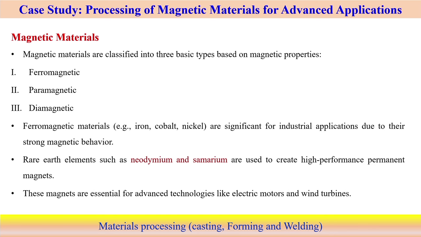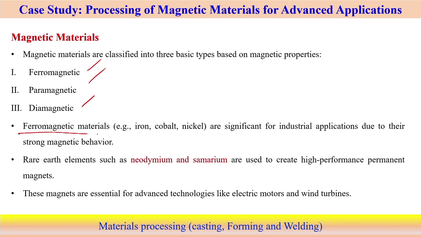Now there are lots of options of magnetic materials, but they are basically classified into three different categories based on the magnetic properties. One is the ferromagnetic material, paramagnetic material, and the diamagnetic material. Ferromagnetic material, we have already discussed, is basically a material having a highly magnetic effect. Paramagnetic has a little bit of magnetic effect, and diamagnetic has no magnetic effect.